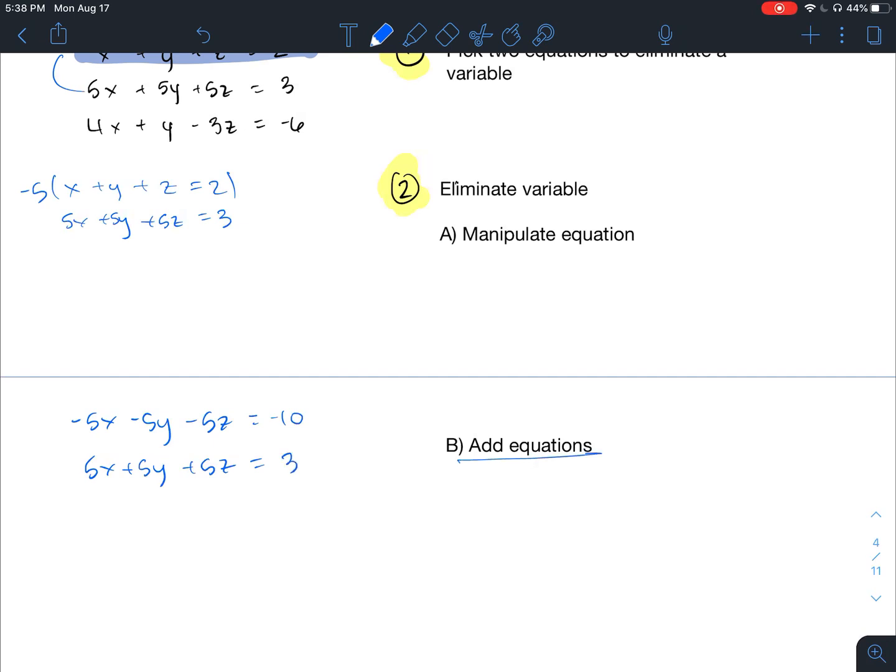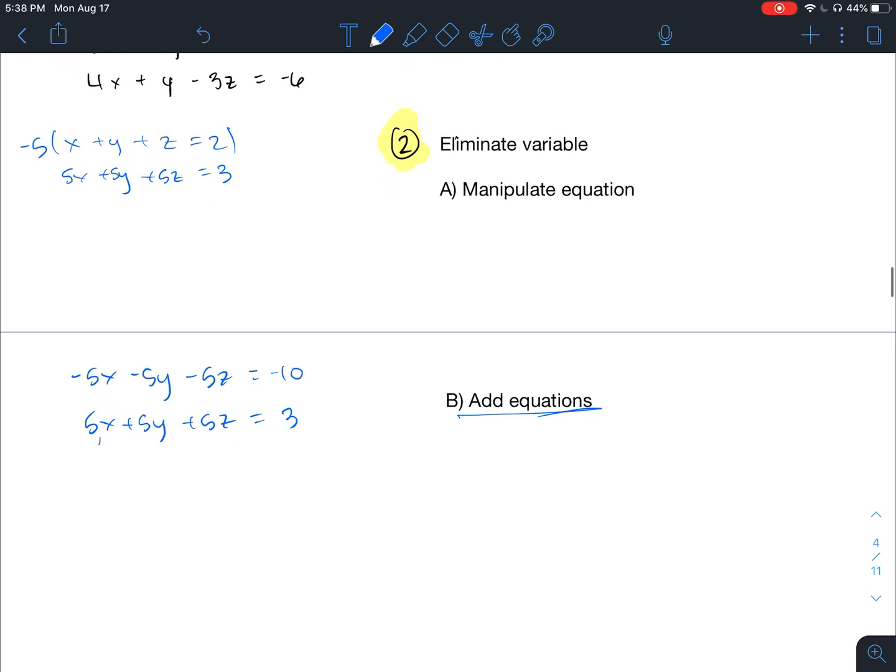Now, let's add the equations. Well, that's 0, that is 0, that is 0. And then this whole side is 0, but this side over here is going to equal negative 7.